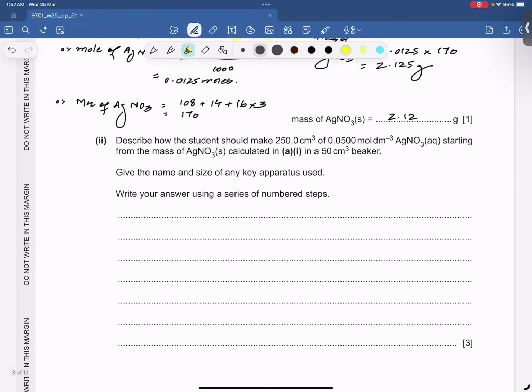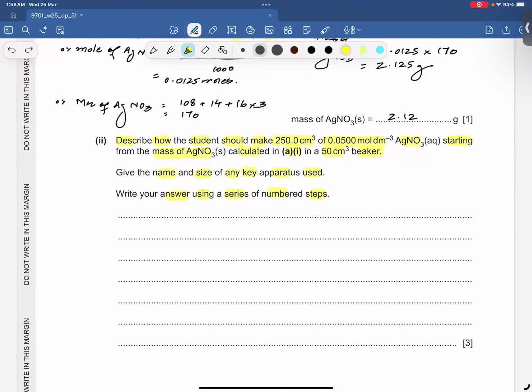Next part. Describe how the student should make 250 cm³ of 0.05 mol/dm³ silver nitrate, starting from the mass of silver nitrate calculated in A1 in a 50 cm³ beaker. Give the name and size of any key apparatus used. Write your answer using a series of numbered steps. Okay. And we have 3 marks for this part. So we have done this part in the previous year so many times that I believe you should have an idea how to go about such sort of planning.